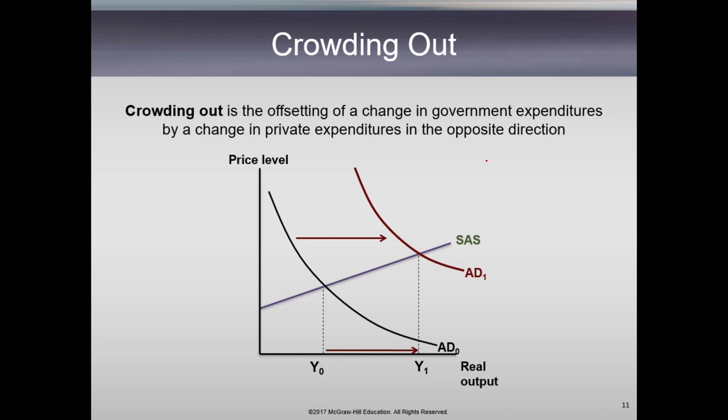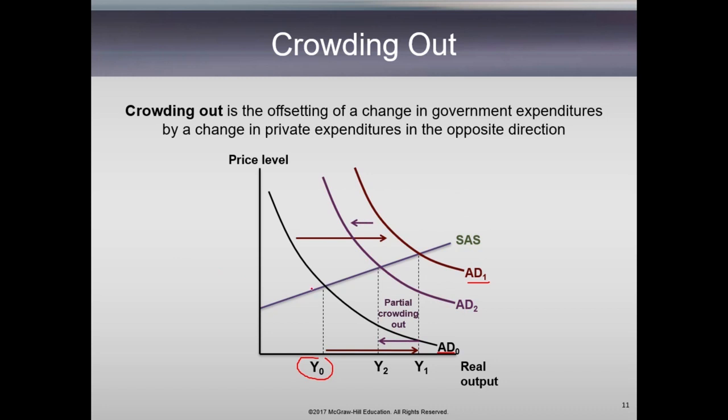Crowding out is the offsetting of a change in government spending by changing private expenditures in the opposite direction. So if we were at Y0 to begin with and we wanted to increase real output, we could use fiscal deficits to do so, and we know that would shift the aggregate demand curve from AD0 out to AD1. That's what this graph shows, right?